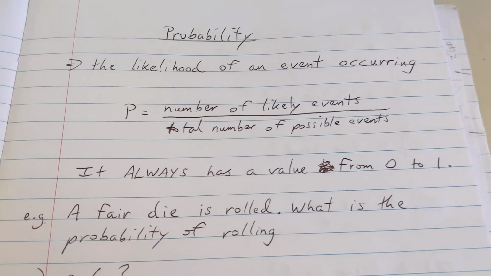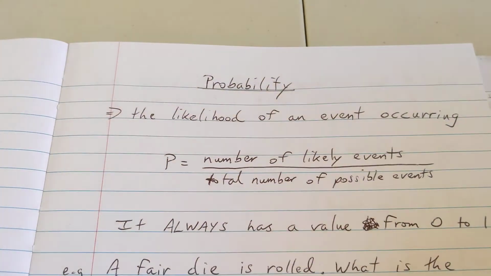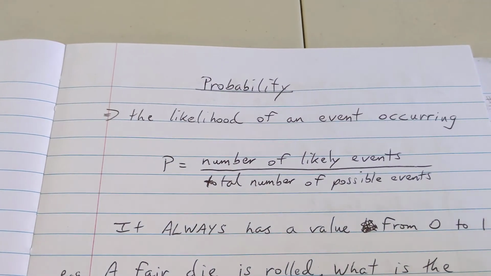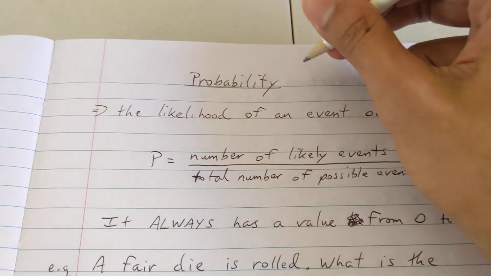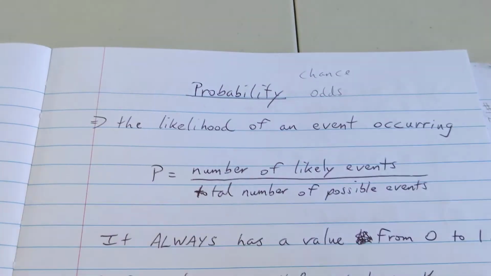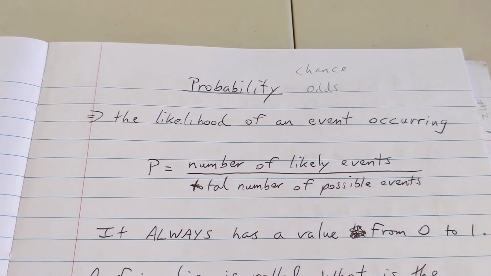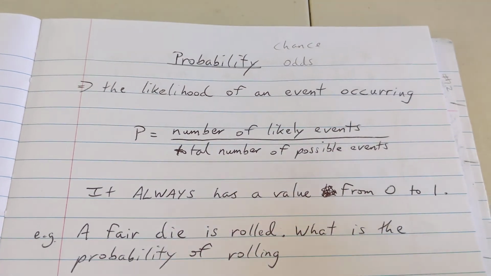So the next topic I want to look at related to statistics is probability. A probability is just how likely something is to happen, the likelihood of an event occurring. And they have different words for probability: chance, odds. Those are some of the terms you might use for probability. And it is related by this formula.